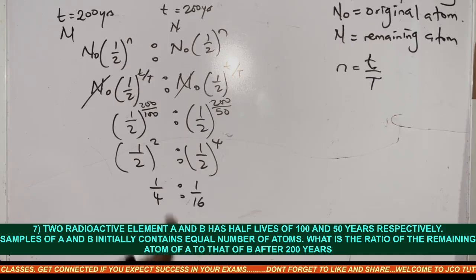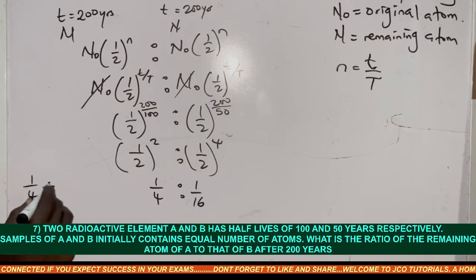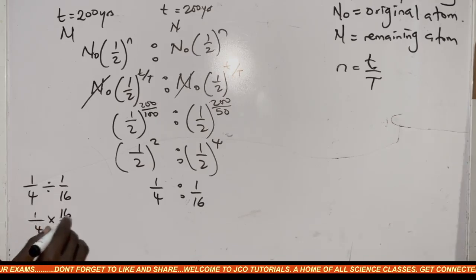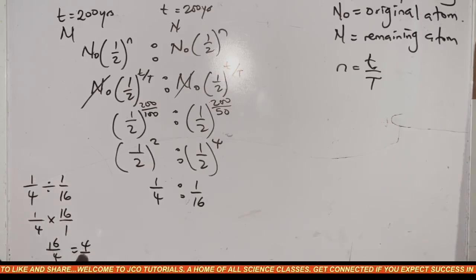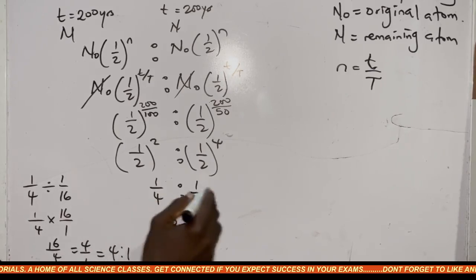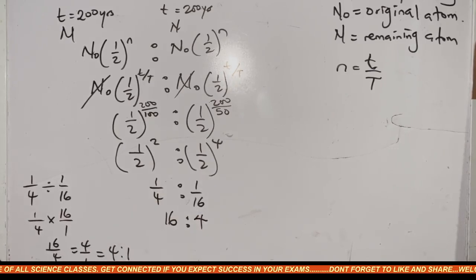Then, the ratio sign simply means division. So I can change division to multiplication now. It becomes times 16 over 1. I can deal with it this way and it gives me 16 over 4, which is 4 over 1. That gives me 4 ratio 1, because 4 over 1 is 4 ratio 1. Or I take it from here, cross multiply: 16 times 1, 16, ratio 4 times 1, 4. What can divide 16 and 4? 4 can divide 4, 1, and 4 divides 16, 4. So that's the ratio of the remaining atoms of A to that of B.